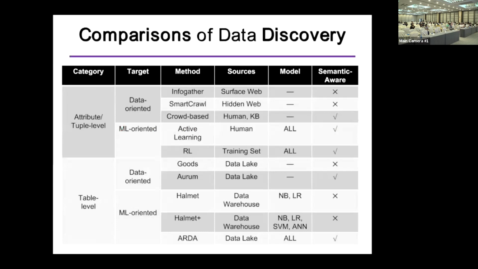So let's see the table about the comparisons of data discovery. The first column is the category, and the second column refers to whether it can benefit the machine learning model or not. And the second column refers to the method. And the first column denotes which model the machine learning-oriented method can benefit. And the source column refers to where we can discover the data.